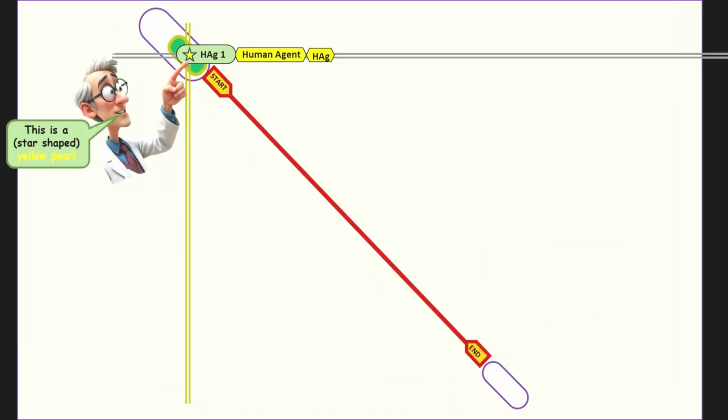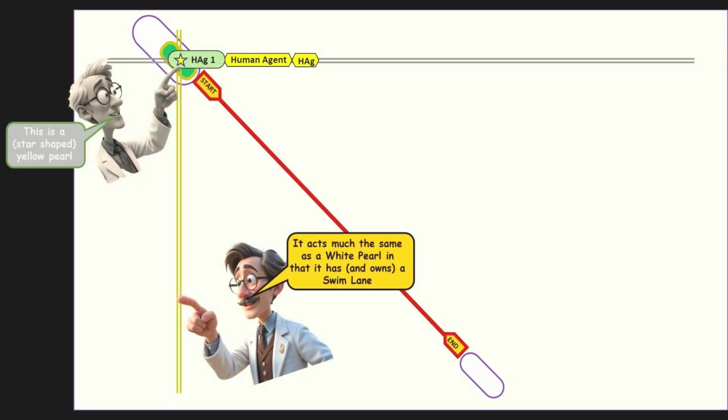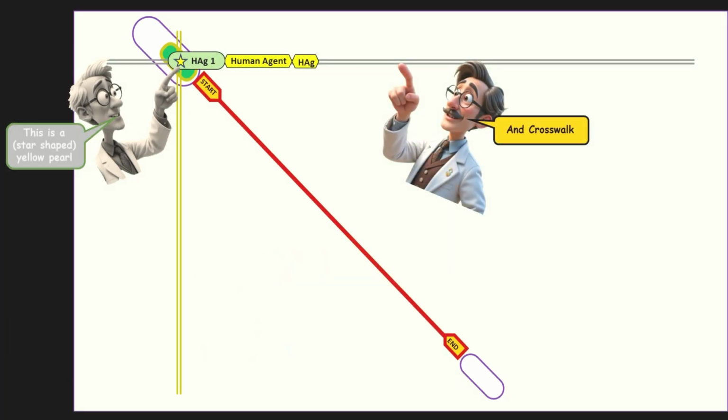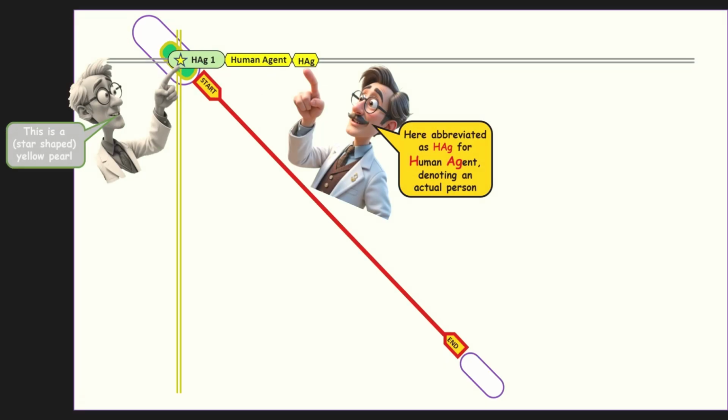Correct. And moving on, this is a star-shaped yellow pearl. It acts much the same as a white pearl, in that it has, and owns, a swim lane and a crosswalk. Great, that makes it easier to learn. And by the way, one can have one or more extensions, just as can a white pearl? Yes, here abbreviated as HAG, for human agent, denoting an actual person.